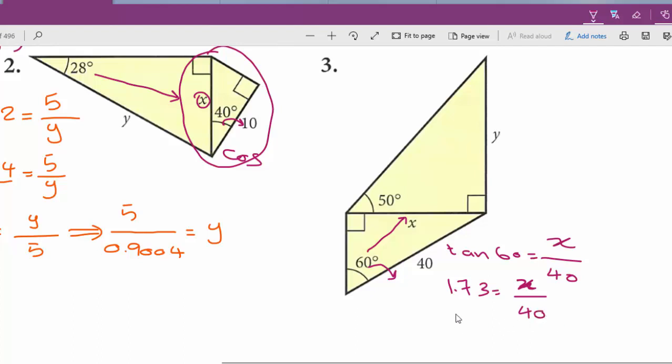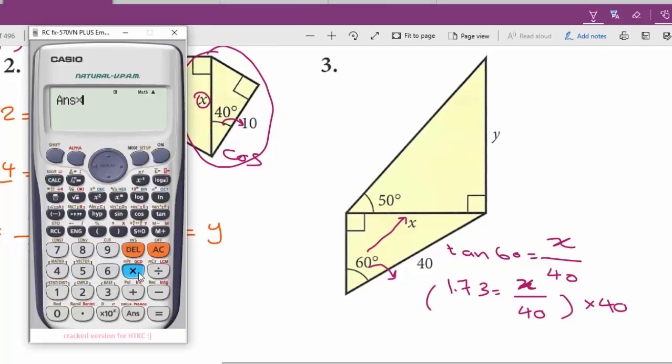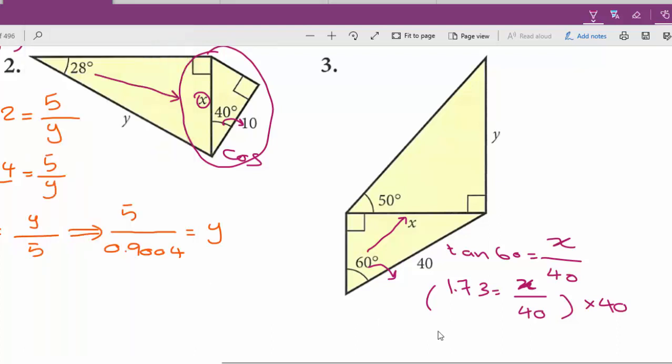How can we get rid of this 40? Multiply both sides by 40, then this 40 will be cancelled, and 1.73 will be multiplied by 40. Times 40 is equal to 40 square roots of 3, or 69.28. We can say x is 69.28 centimeters.